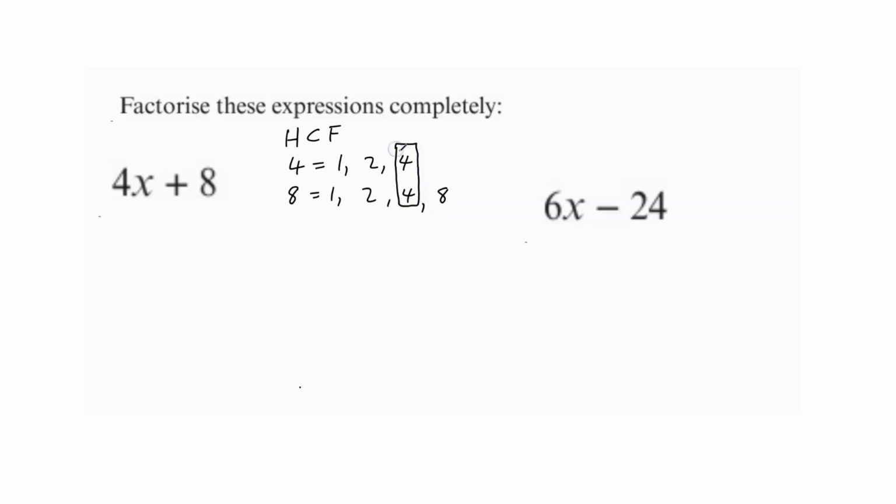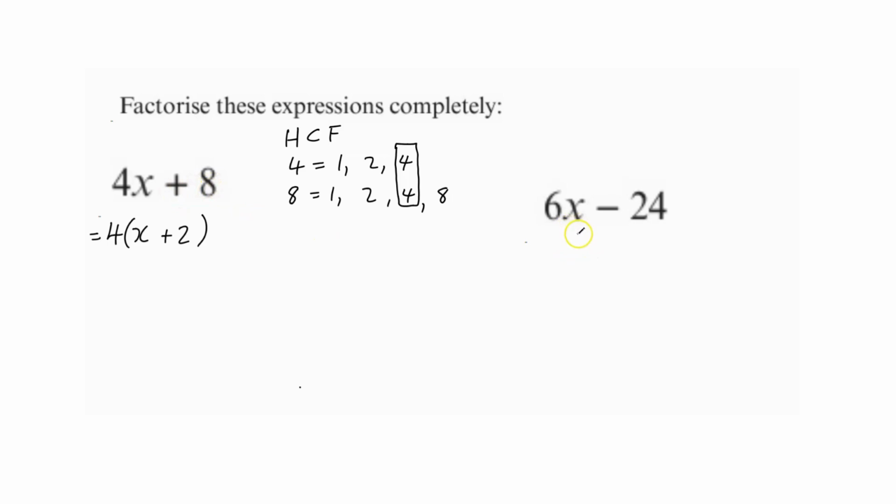So we want the highest common factor, so that would be outside the bracket. So 4 is the highest common factor, so it's outside the bracket. Therefore, we have 4 times something which should give us 4x. That means we should have x here. And 4 times 2 here would give us 8. So our goal is to get exactly what we were given in the beginning, which is 4 times x, which is 4x, and 4 times 2, that's 8.